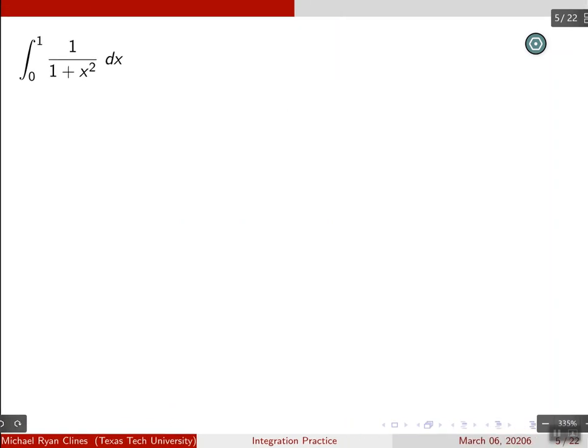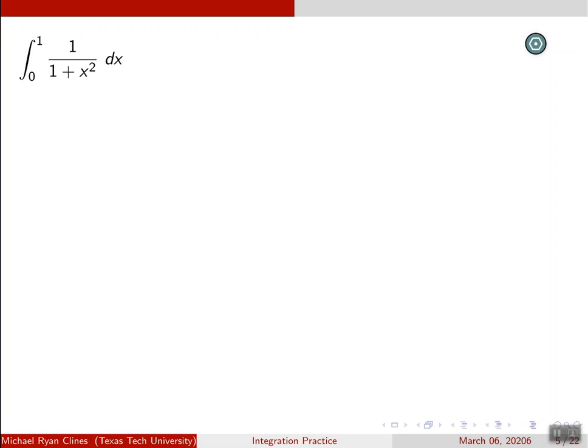Okay, now it's time for another example. We've been asked to evaluate the integral from 0 to 1 of 1 over 1 plus x squared dx. Now this one, there are no tricks. There is no technique you need to use. This one comes from straight memorization.